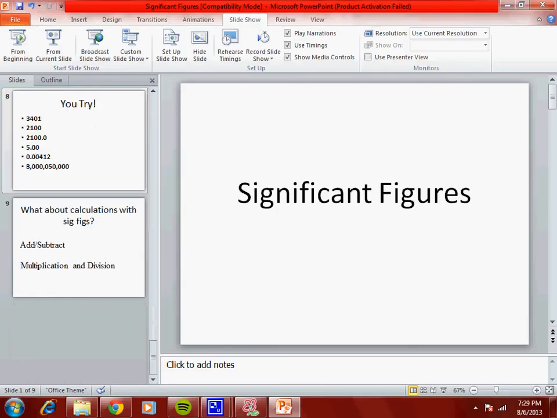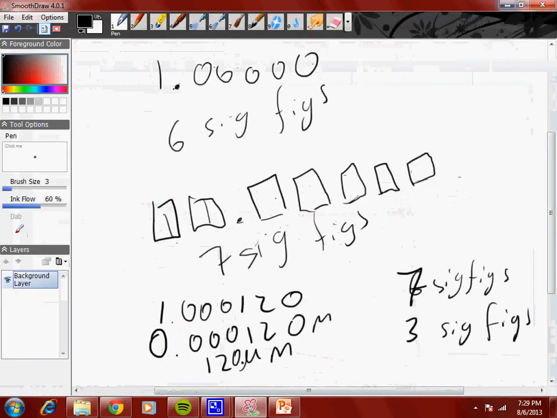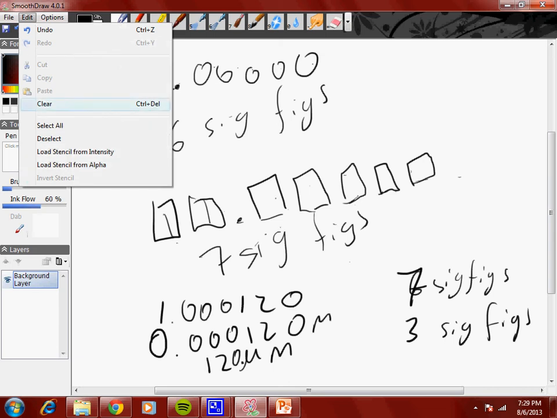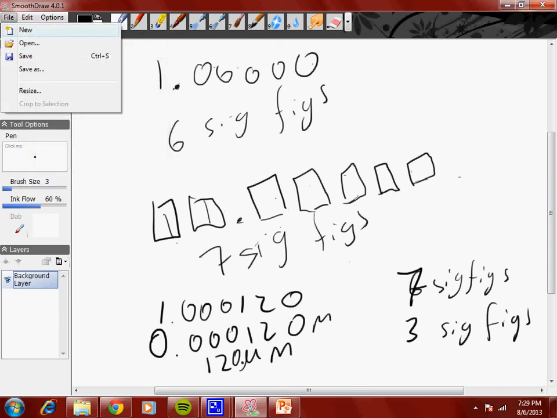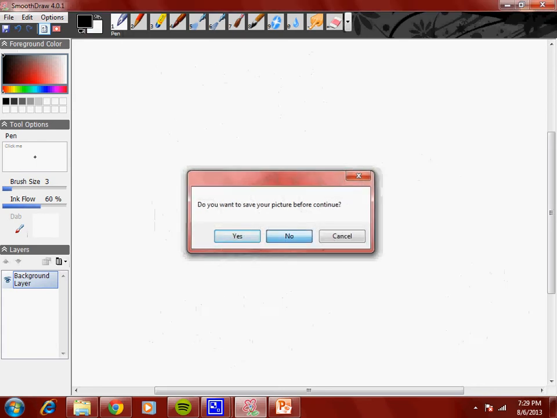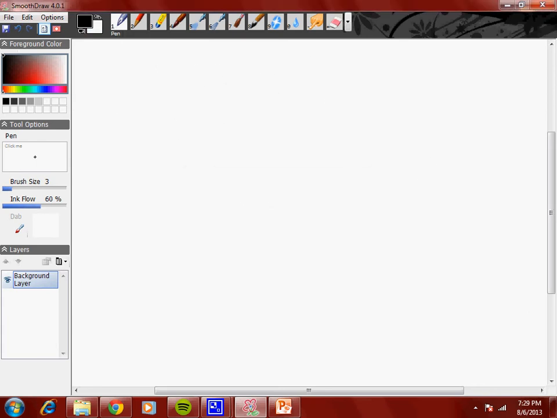Unfortunately, we are not done yet. You know why? Because this is a fortunate situation. I know you want to learn more. What about calculations with sig figs? When we add and subtract, apparently I didn't do any more PowerPoint slides. I'm just gonna go ahead and do a few really quickly, so just bear with me.